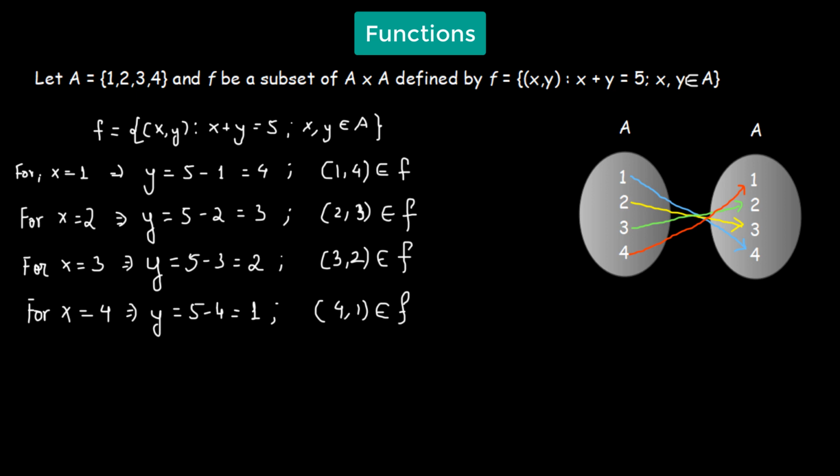In other words, F is a relation going from set A to set A. Now we see that each of the elements of the first set A has been used up, so that means all the elements are exhausted. So it satisfies the first criterion of being a function. Then we move on to the second criterion.